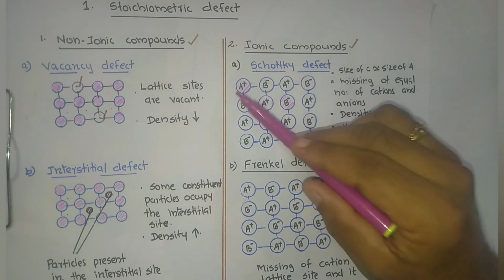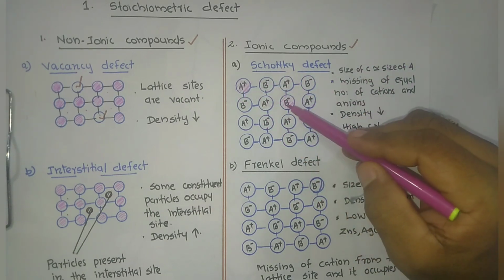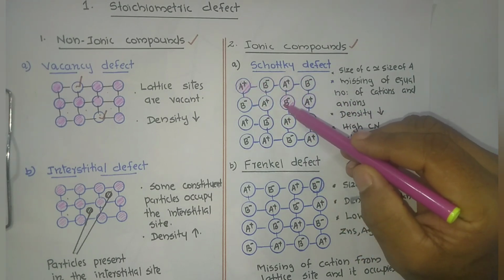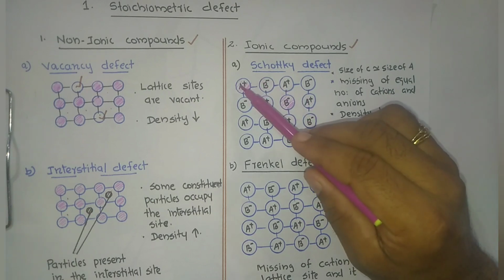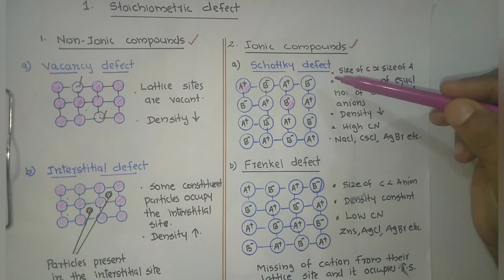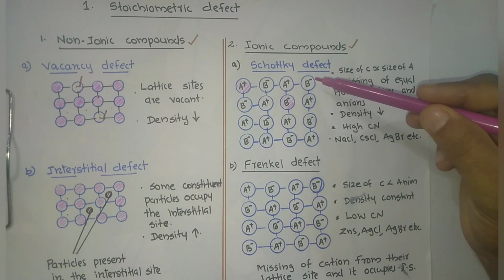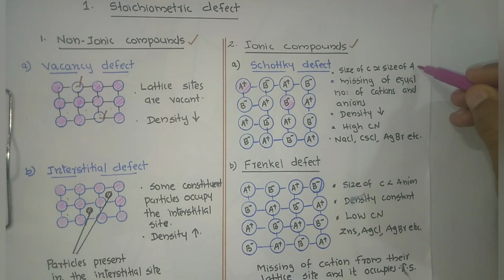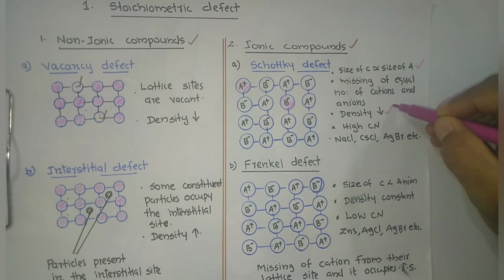Clear? This A plus and B minus, but equal numbers of cations and anions are missing from the lattice. This is called Schottky defect. So what is Schottky defect? The defect arises due to missing of equal number of cations and anions from the lattice. Here, the size of cations and anions is almost equal. Cations and anions are missing from the lattice, so the mass of the crystal decreases, hence density also decreases.